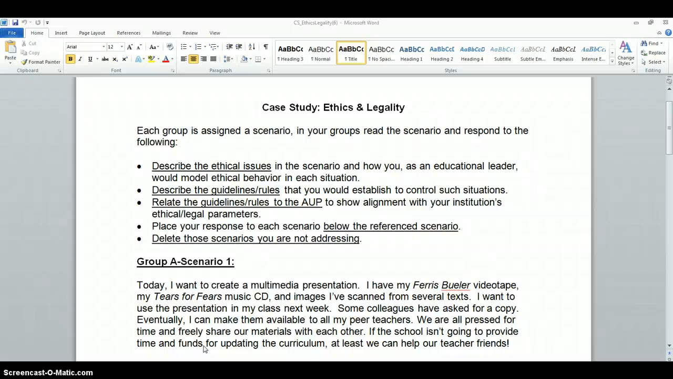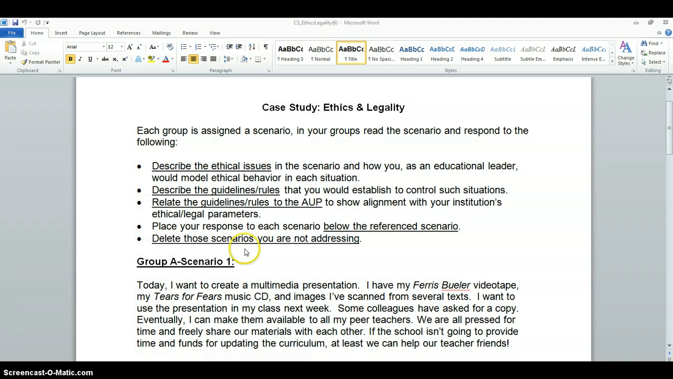Then some colleagues have asked for a copy. You have to be thinking about, is it ethical to distribute this material that we have? So if it's not, then think about how to structure your discussion. Like, no, it won't be acceptable. Why is it not acceptable? So you have to think about that.